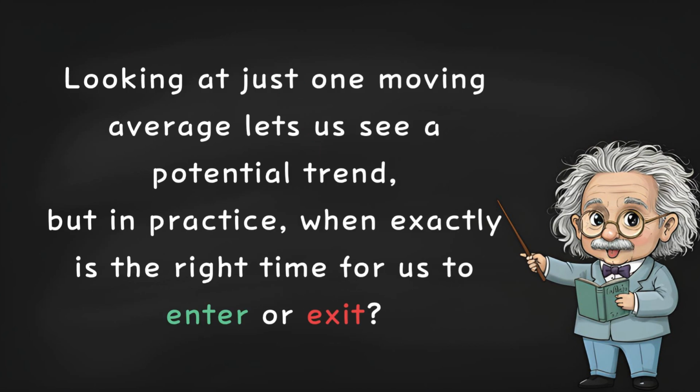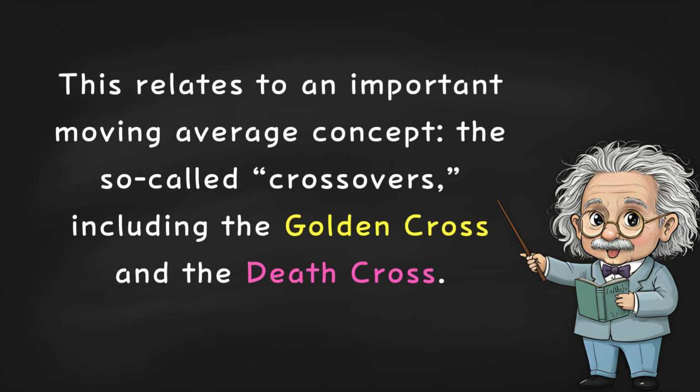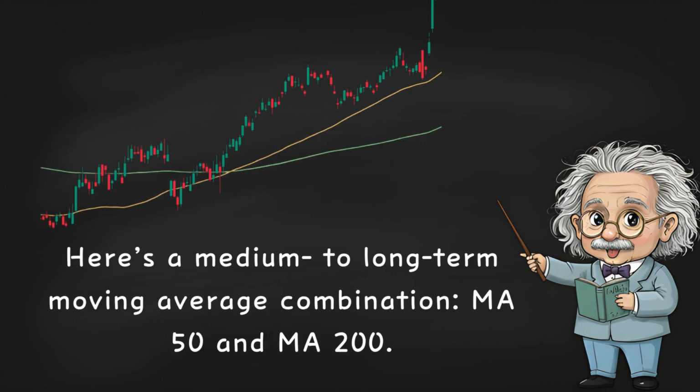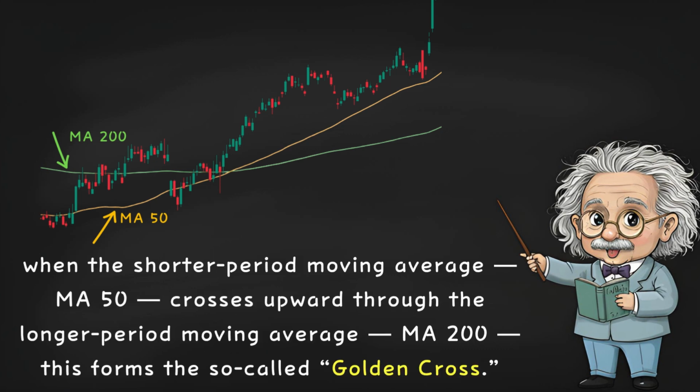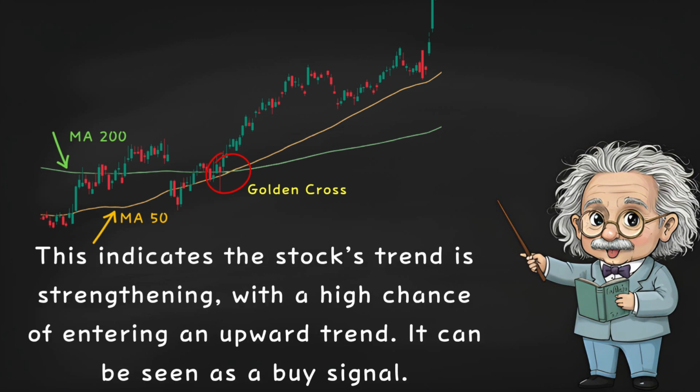Looking at just one moving average lets us see a potential trend, but in practice, when exactly is the right time for us to enter or exit? This relates to an important moving average concept, the so-called crossovers, including the golden cross and the death cross. Here's a medium to long-term moving average combination, MA 50 and MA 200. When the shorter period moving average, MA 50, crosses upward through the longer period moving average, MA 200, this forms the so-called golden cross. This indicates the stock's trend is strengthening with a high chance of entering an upward trend.